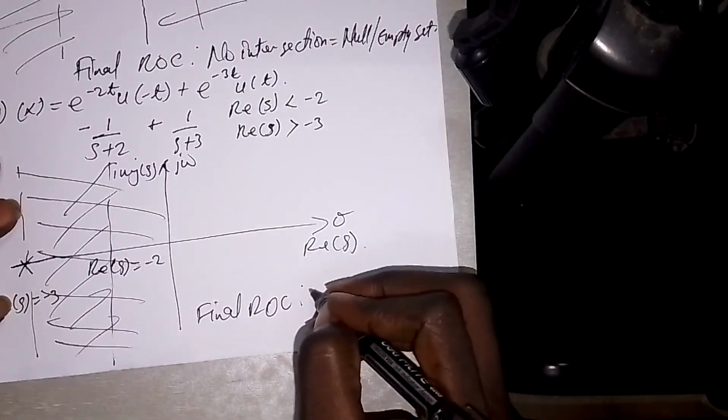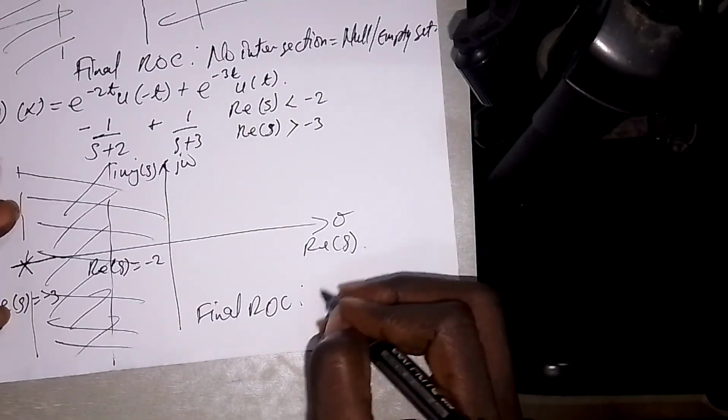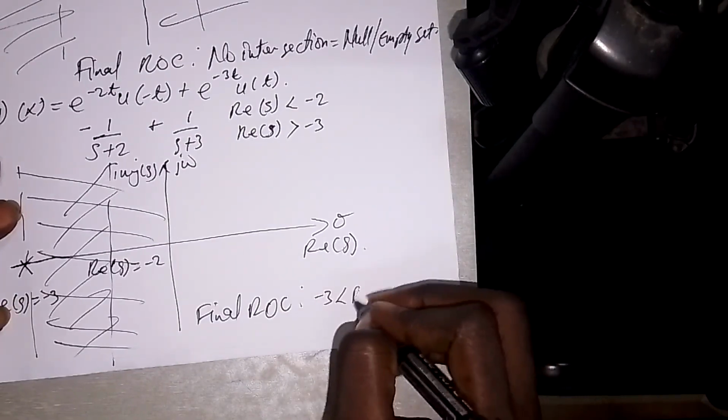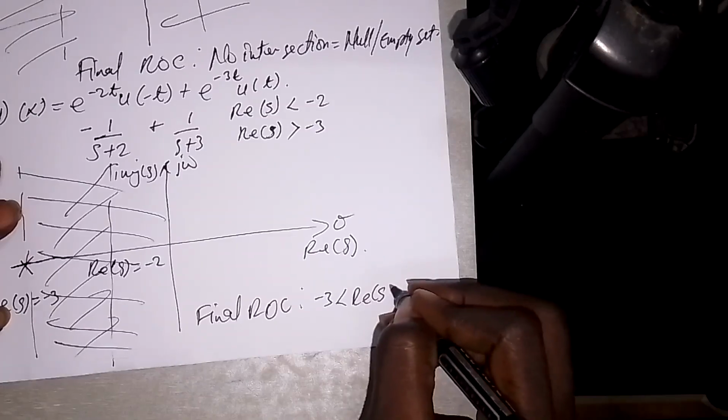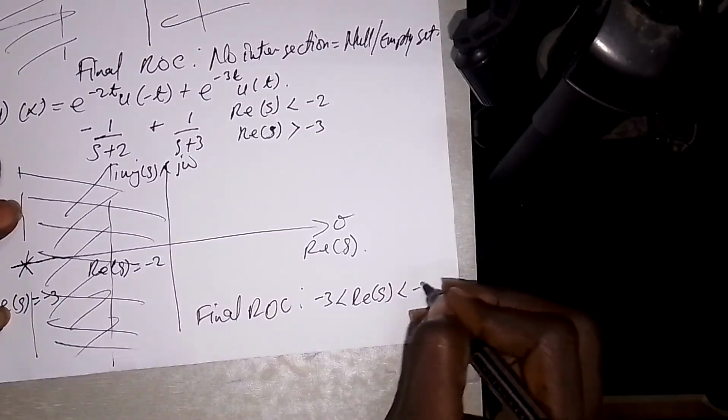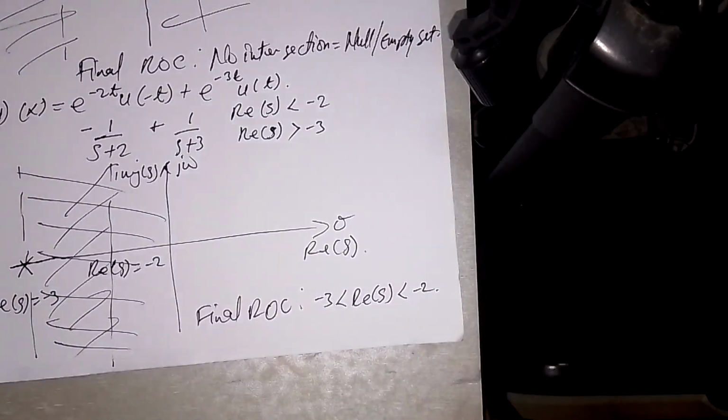So my final ROC will be the intersection, which will be here: minus 3 less than RE of s less than minus 2. So this will be the solution for this particular question.